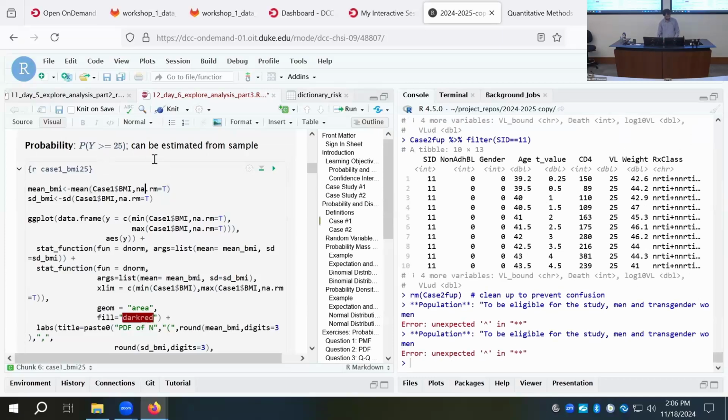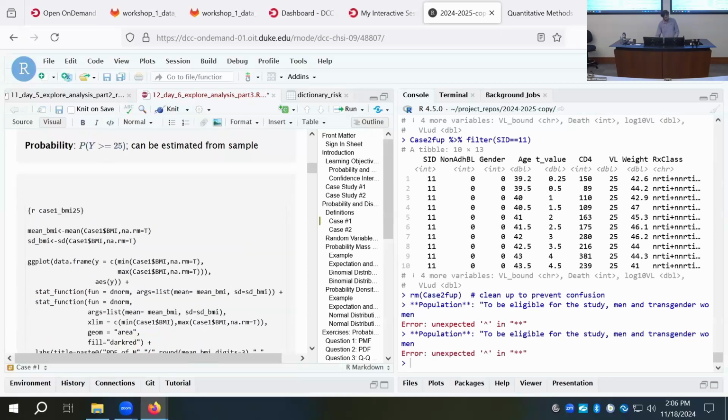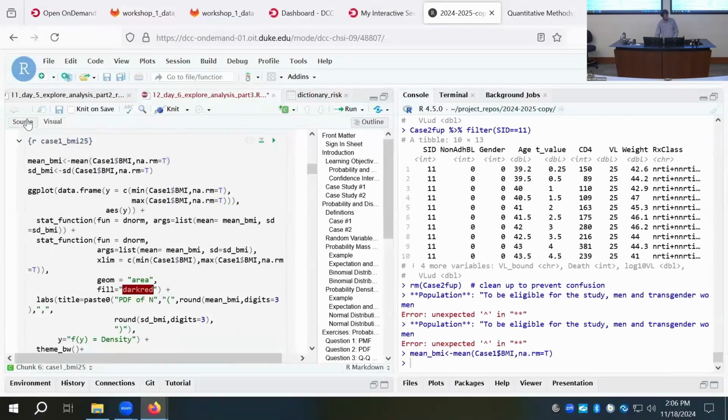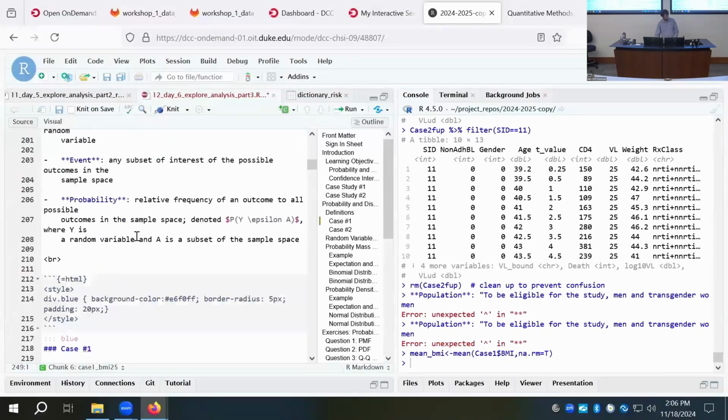Okay, hold on real quick. Oh, it doesn't like the visual mode. There we go. I'm going to switch back to source.